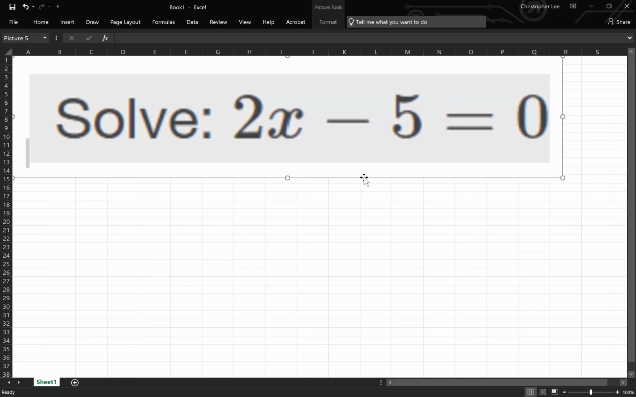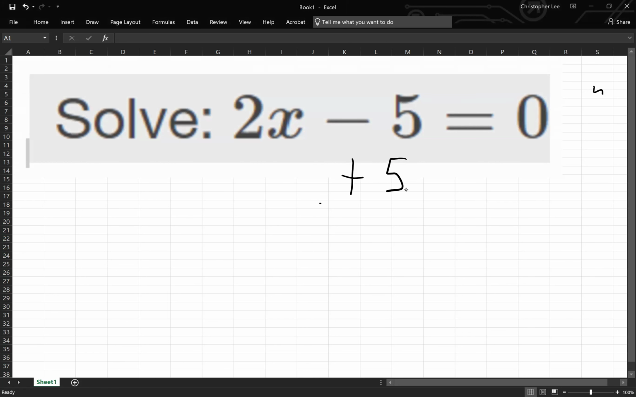Or you can just tell me how to do it. Say it again. Add what? Add five to both sides. Very good, right? Because I want to isolate the variable, solve for it. What you do to one side of the equation, I have to do to the other side of the equation. So now I have 2x is equal to 5.